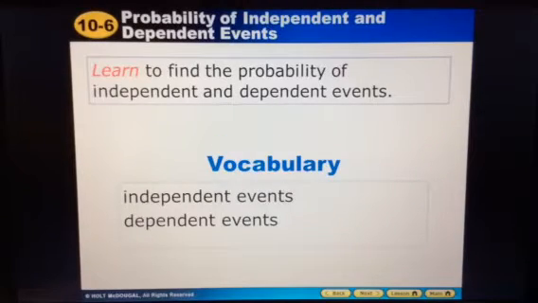And today we're going to learn about the probability of independent and dependent events. So that's going to be our vocabulary today too.